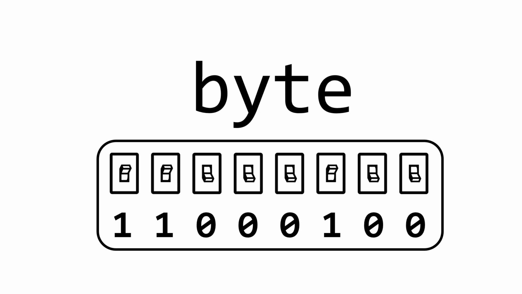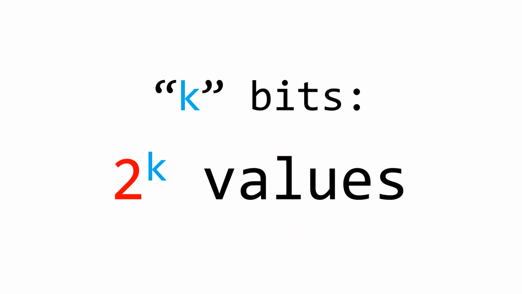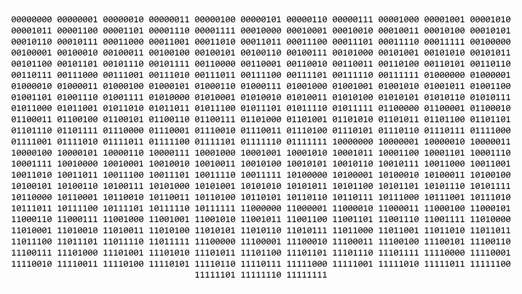If you recall, with 1 bit, you can represent 2 different values. With 2 bits, you can represent 4 possible values, 00, 01, 10, and 11. With 3 bits, you can represent 8 values, and so on. With k bits, you can represent 2 to the k possible values. A byte has 8 bits, so it can represent 2 to the 8, or 256, different possible values.